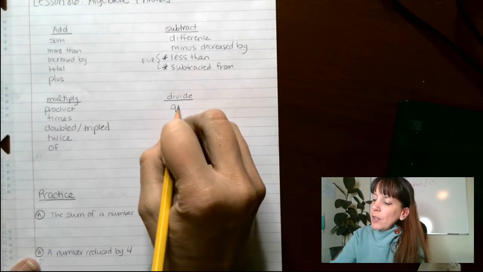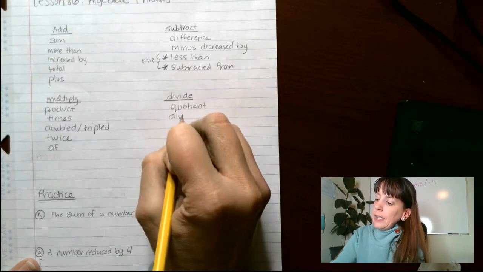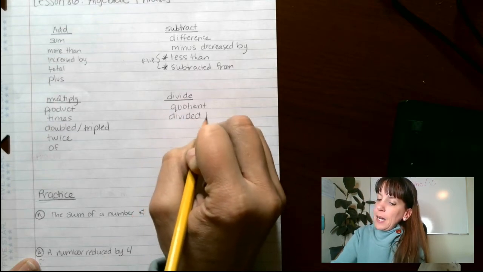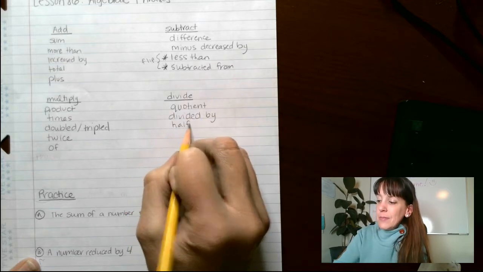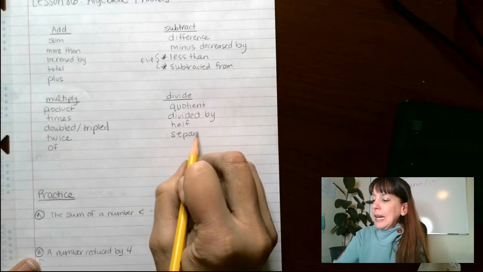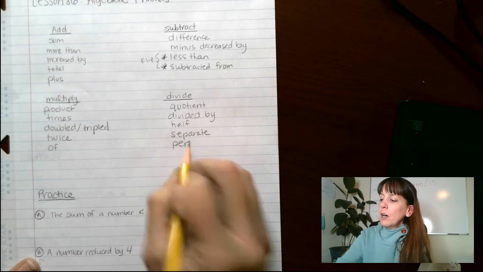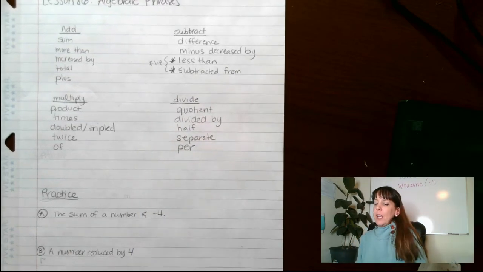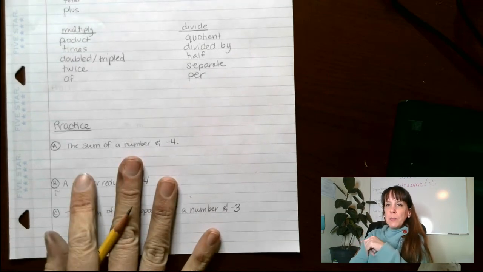All right, divide: quotient, divided by, cut things in half, separate, and then my other favorite is per. Per means divide. Okay, so if we're gonna do this, let's do the practice problems.